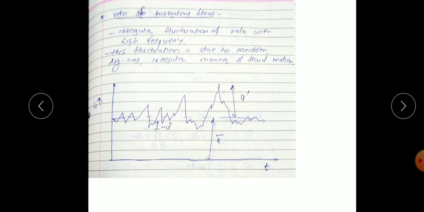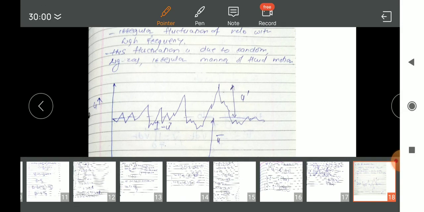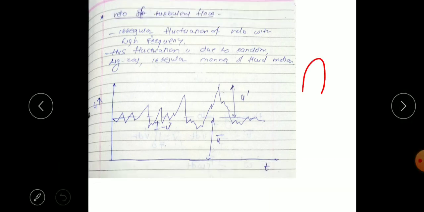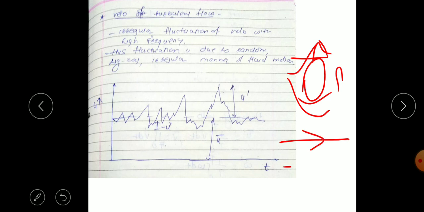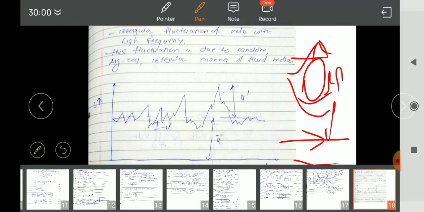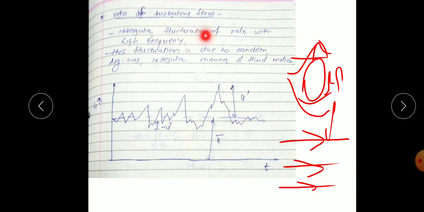Now we have to consider the next point, the velocity of turbulent flow. Turbulence is considered if there is an obstruction in the flow, or the flow has a higher velocity, then there is a disturbance in the flow. In that case the flow will not be like the laminar one; there is a zigzag, or turbulence. So it creates irregular fluctuations of velocity with high frequency. These fluctuations are zigzag, irregular and random.